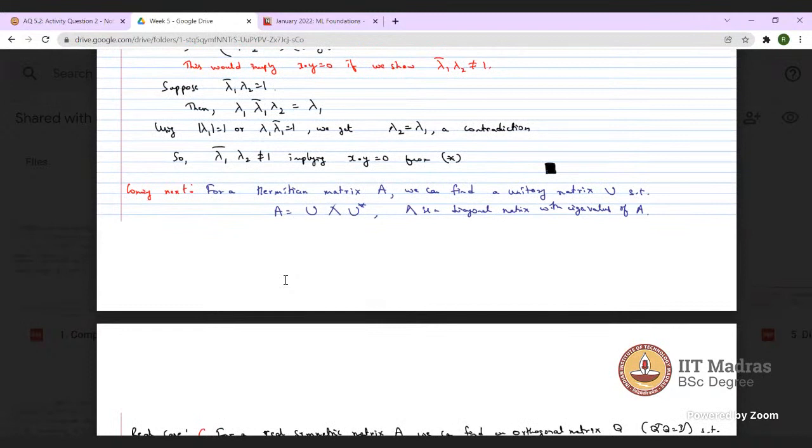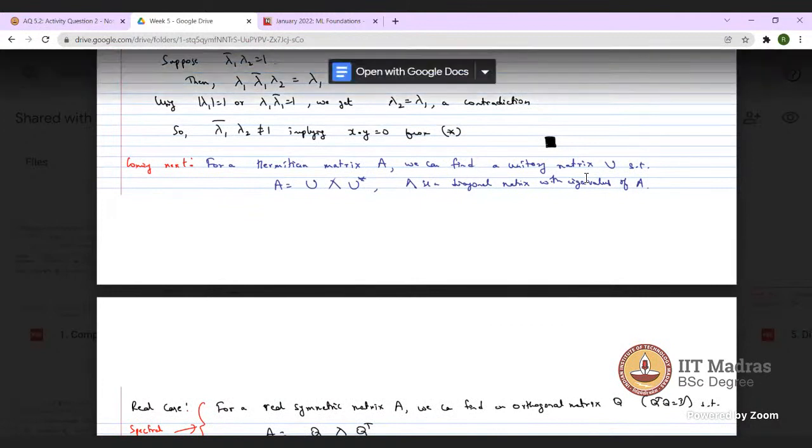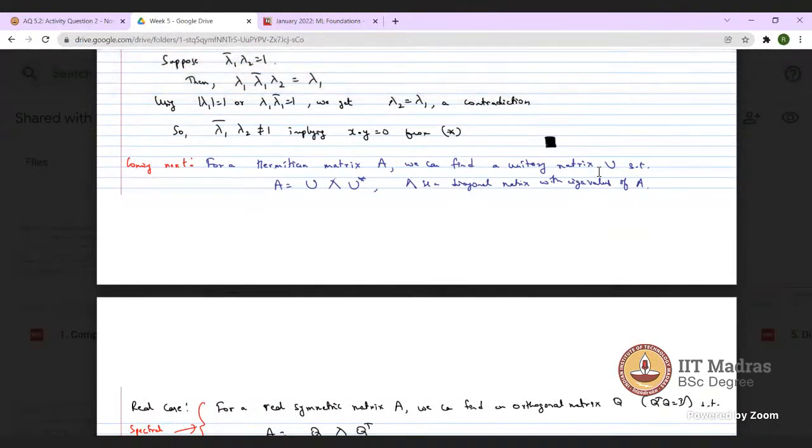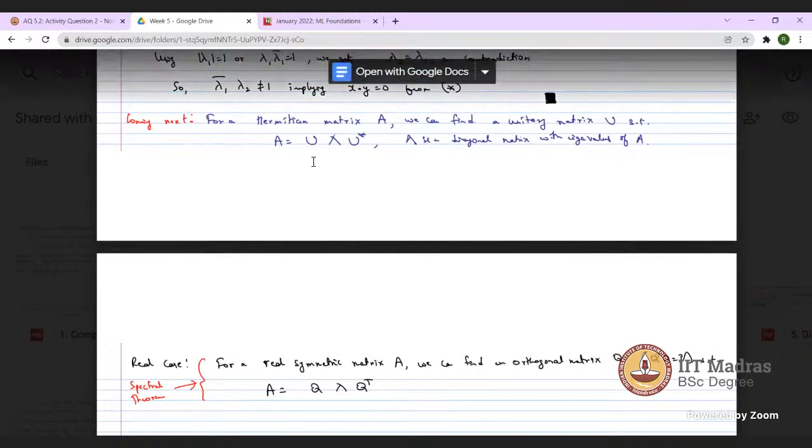Okay, so this part is important. For a Hermitian matrix A, we can find a unitary matrix U such that A equals U Λ U star, where this Λ is a diagonal matrix. You know this diagonal matrix, right? In a diagonal matrix, all the elements other than the diagonal elements will be equal to 0. So for a Hermitian matrix, there will always be a unitary matrix such that this condition holds true.